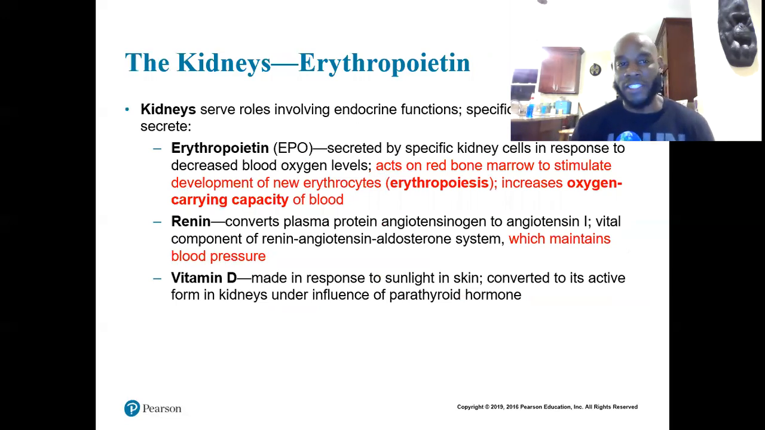You also have the kidneys, which have a couple of different endocrine functions. Erythropoietin acts on the red bone marrow to stimulate development of new erythrocytes, those are your red blood cells. You have renin, which helps maintain blood pressure through the renin-angiotensin-aldosterone system. And then vitamin D, in response to sunlight in the skin, is converted to its active form in the kidneys under the influence of parathyroid hormone, which helps us with our calcium.